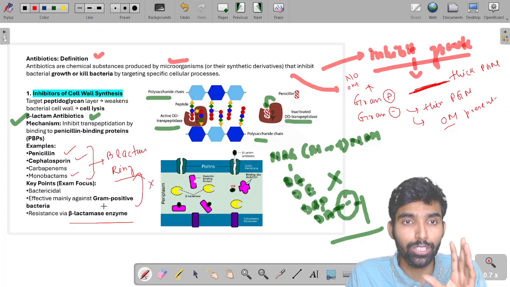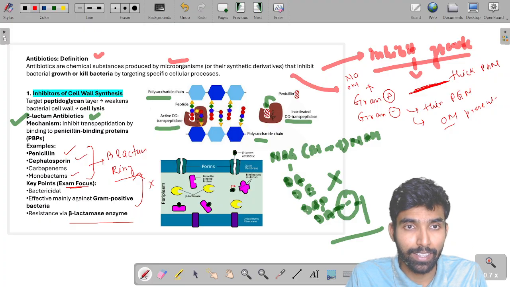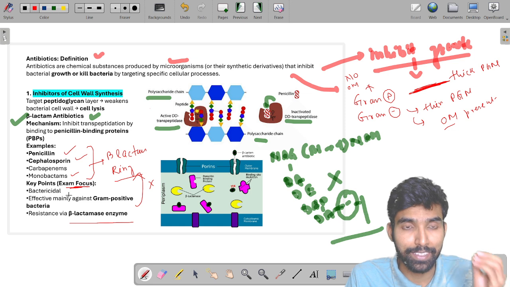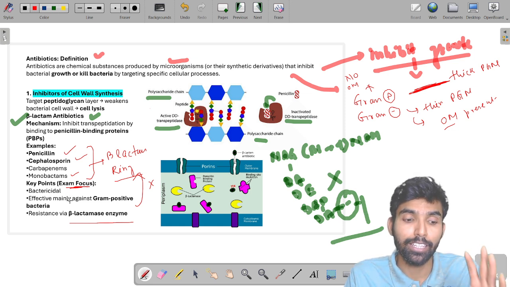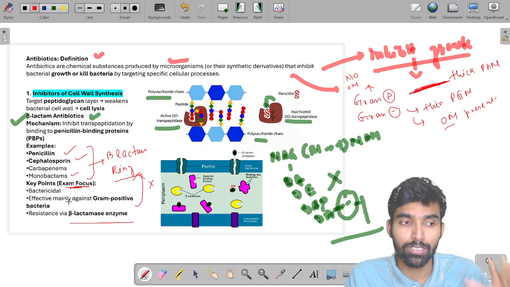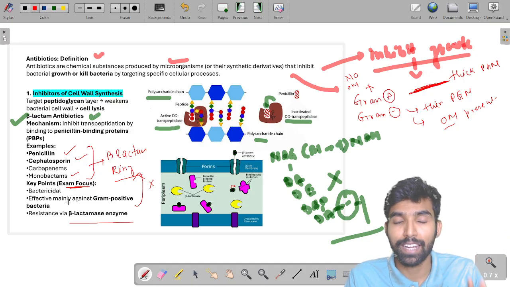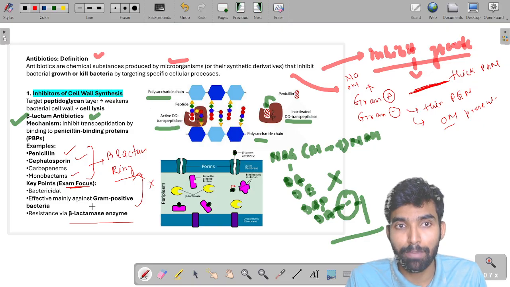Here are the two things you need to remember for exam purposes: it's bactericidal, not bacteriostatic. Bacteriostatic means it will slow down or suppress bacterial growth. But bactericidal means it will kill the bacteria, and it's effective against gram-positive bacteria.